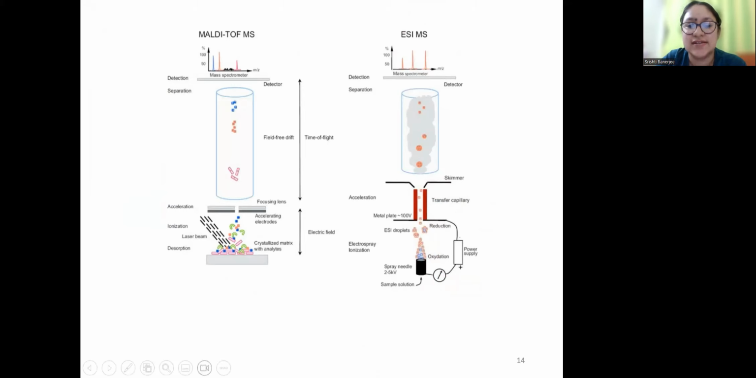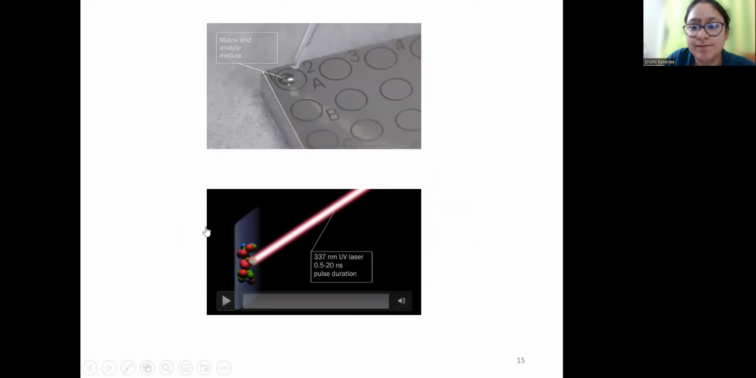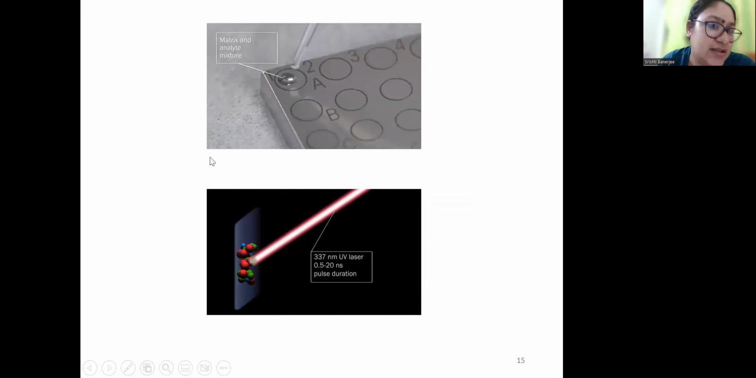So this is a time of flight. More or less the same thing is happening here. Now if this length is increased, the ions will have more time to move and it is more resolved. So the longer it is, the better. Is it clear? Now let's have a look at the videos. So what happens in case of matrix and analyte, how they are mixed here.